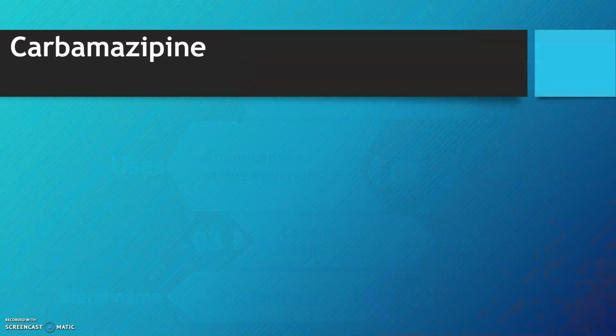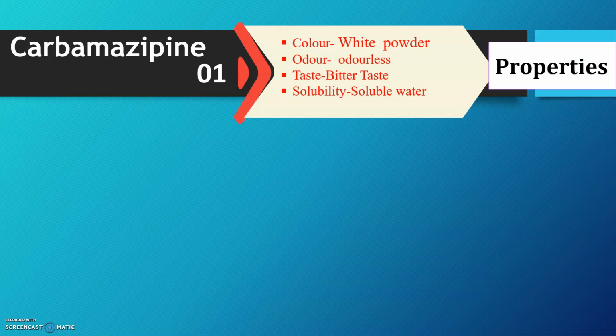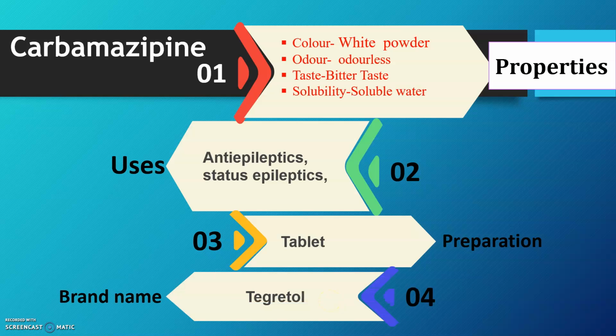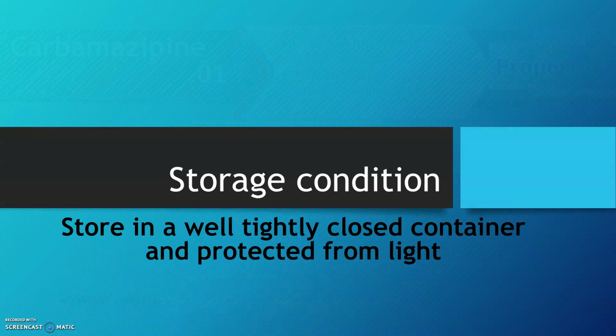Then the next drug is carbamazepine. Here are the properties, uses, preparation and brand names. Then what are the storage conditions of all these anticonvulsant drugs? It is stored in a well closed, tightly closed, light resistant container, or you can also write: store in a well tightly closed container and protected from light. I hope you all understand this very easy concept.